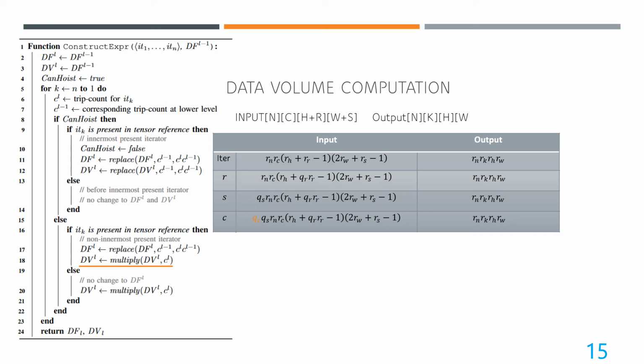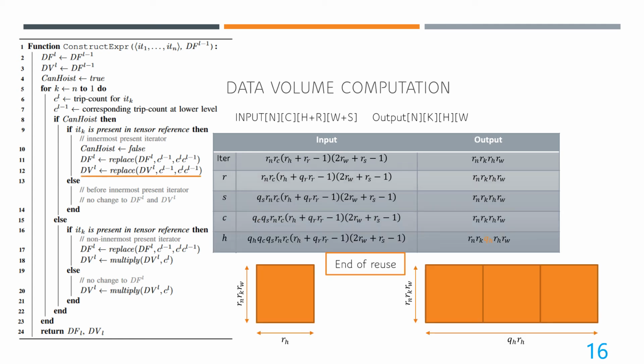The next set of iterators we see in the loop permutation are S and C. Neither of these iterators occur in the index expression for the output array, so we keep that expression intact. We still get reuse for the output slice. These iterators, however, do appear in the index expression for the input tensor. This time, we multiply the trip counts to the volume expression, observing that no additional reuse is possible for the input slice. The next loop we see is the H loop.